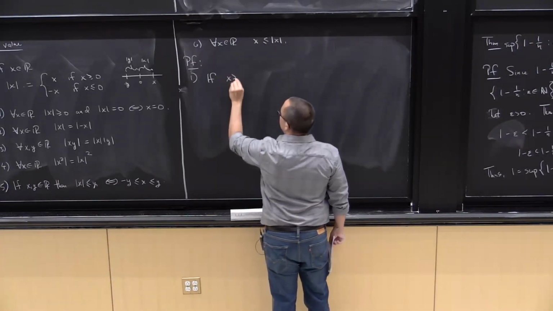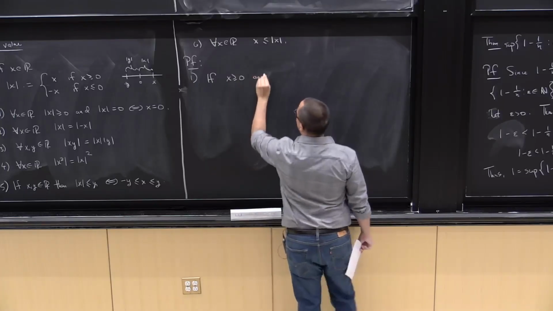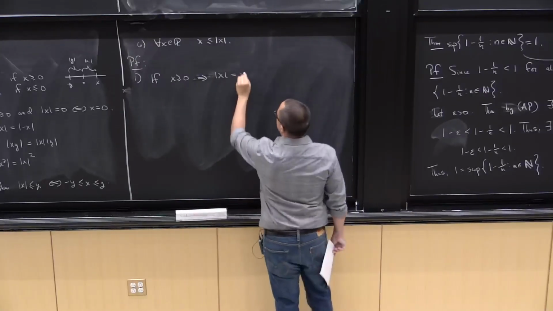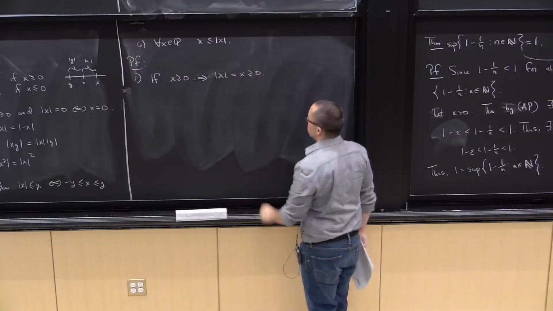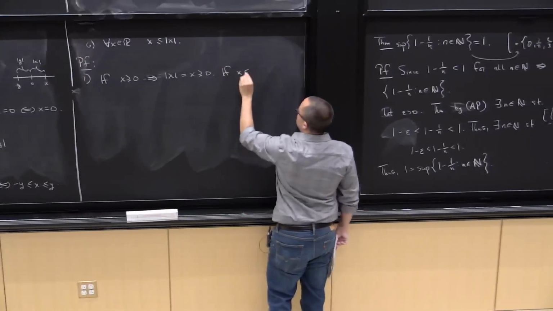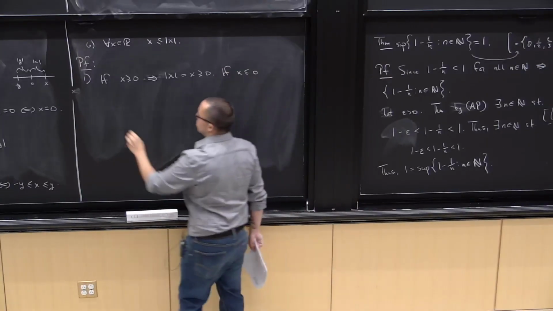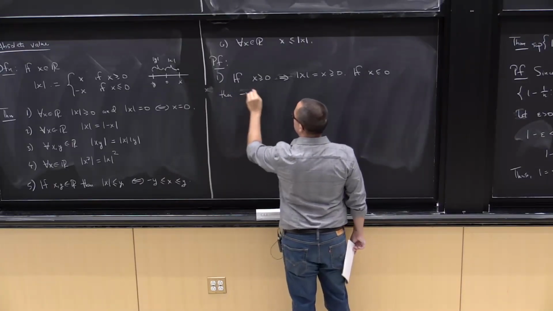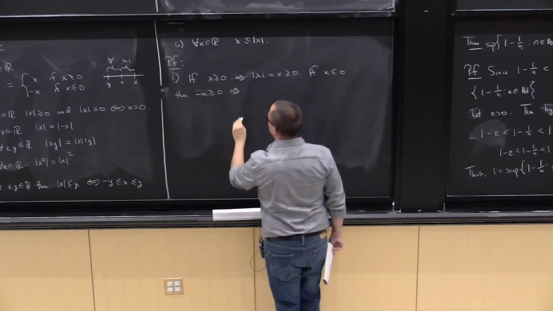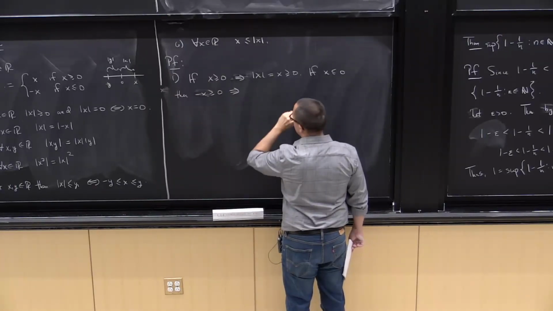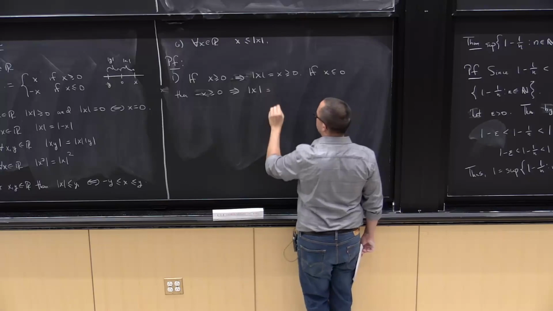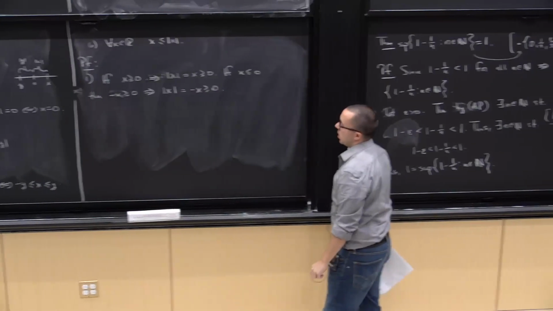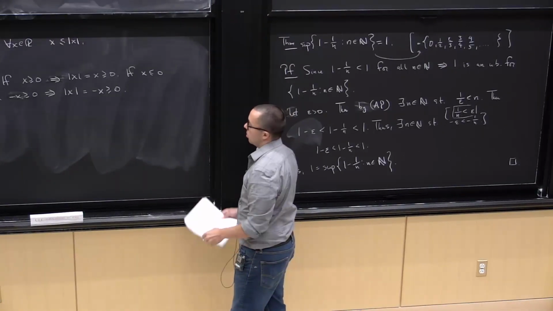So if x is bigger than or equal to 0, then the absolute value of x is by definition equal to x, which is bigger than or equal to 0. If x is less than or equal to 0, then minus x is bigger than or equal to 0. And by the definition, the absolute value of x is equal to minus x, which is bigger than or equal to 0. So that's proven that the absolute value of x is always bigger than or equal to 0.